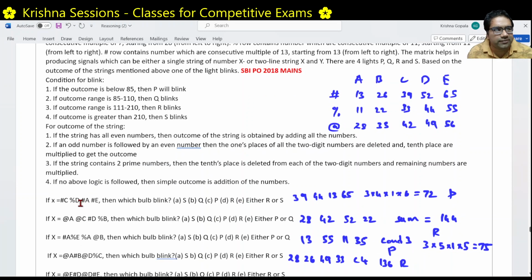So here is given a string: #C, %D, #A, #E. What is #C? #C is 39. %D is 44. #A is 13. #E is 65. So we have 39, 44, 13 and 65. What will happen in this case? 39 is an odd number, so the first condition is wrong. An odd number is followed by an even number: 39 and 44.